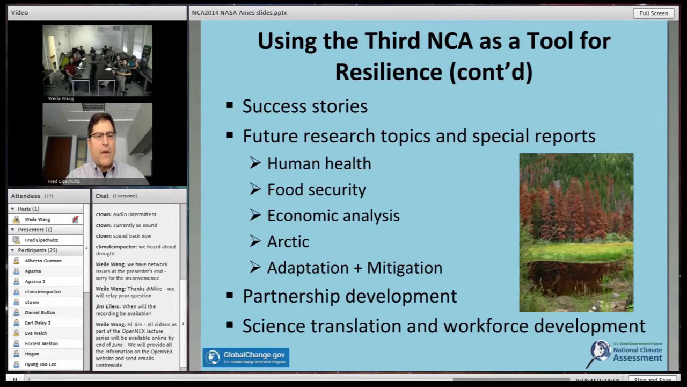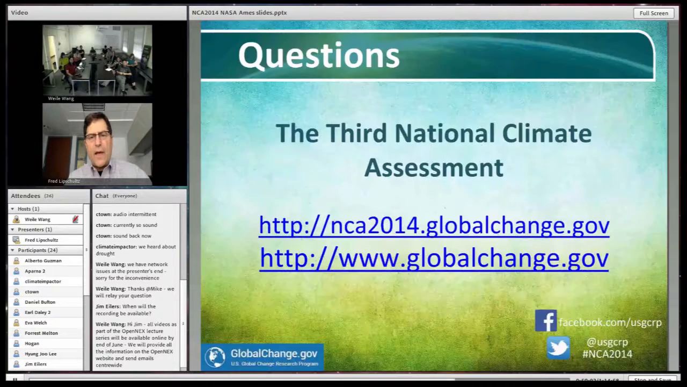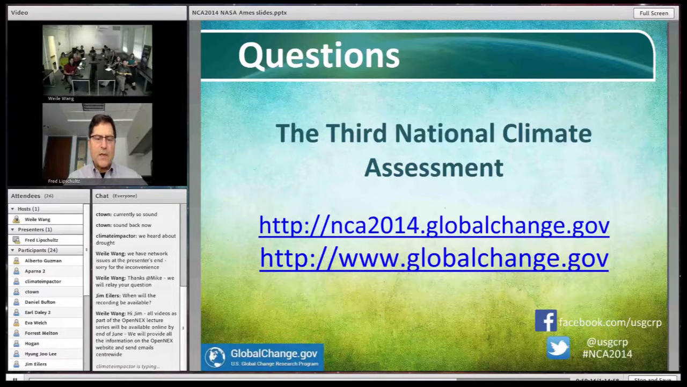That's an area where we have certainly lagged far behind, compared to working with many of the other kinds of partners in local and state governments and NGOs. Another area that we're actively involved with is that the NCA report can become a tool to teach and train people in science translation and workforce development, so that we can have the right kinds of people to sustain this assessment process as we move forward over the next decade.